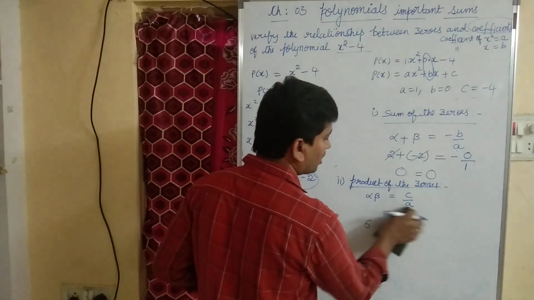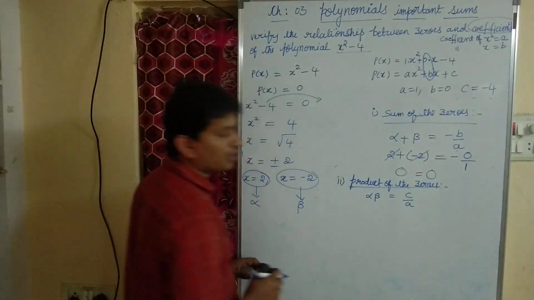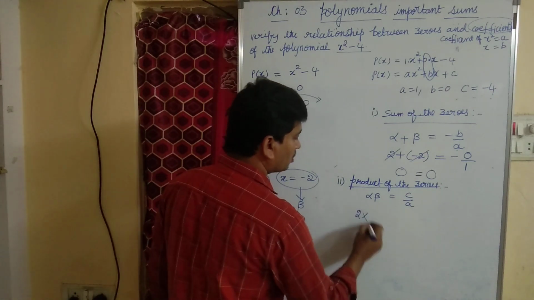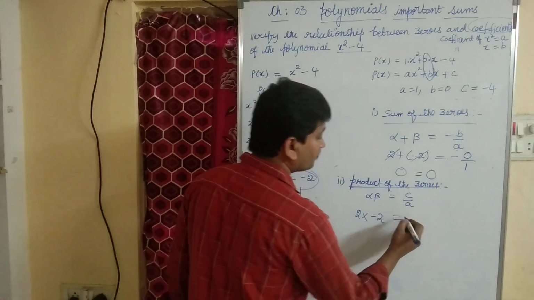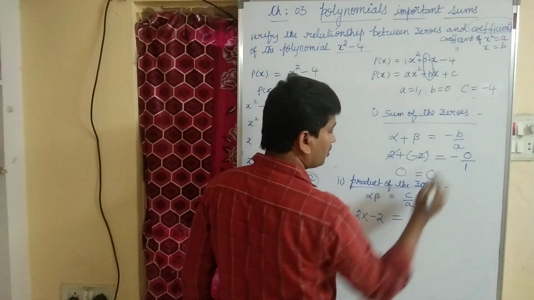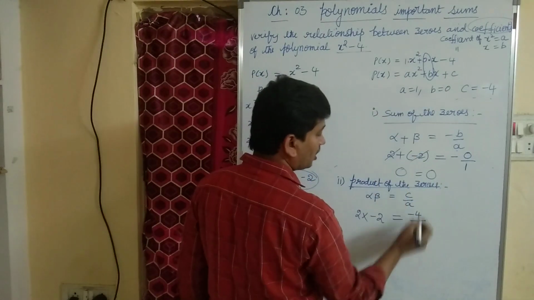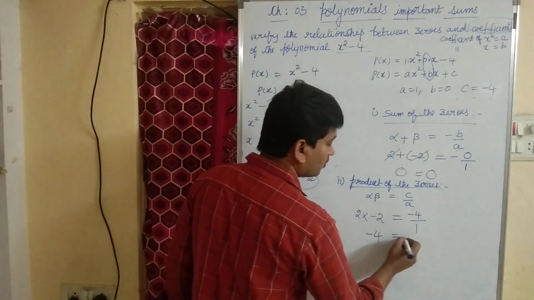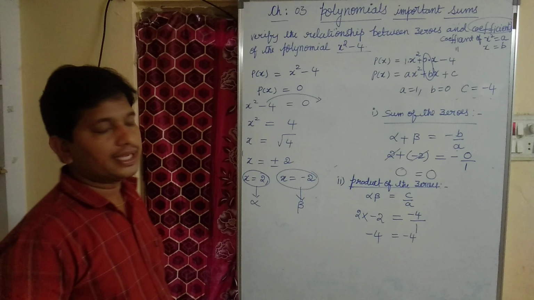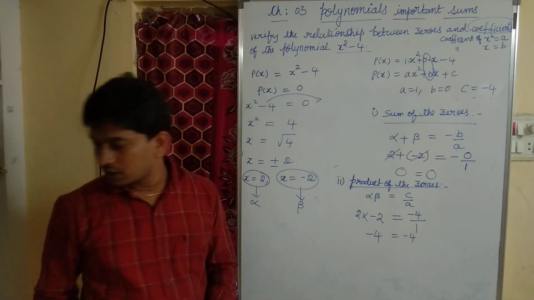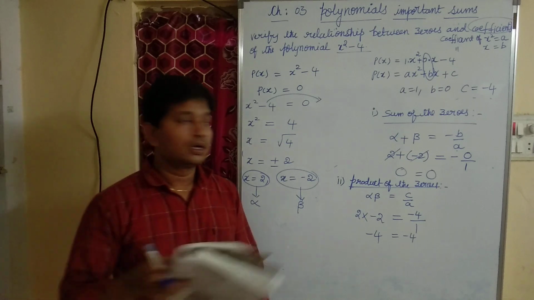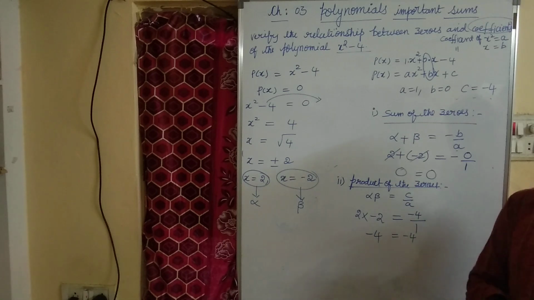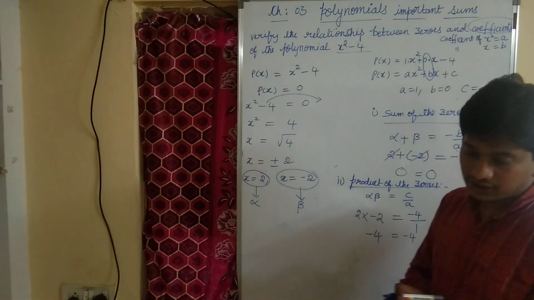Now coming to the second relationship, that is the product of the zeros. Alpha beta equals c by a. Alpha value 2 into beta value minus 2 is equal to c value minus 4 divided by a value 1. 2 into minus 2, 2 2s are 4, minus 4 equals minus 4. Hence we verified. In both the cases we got the same result. So this is one of the most important 4 mark questions, that is, verify the relationship between zeros and coefficients of the polynomial.